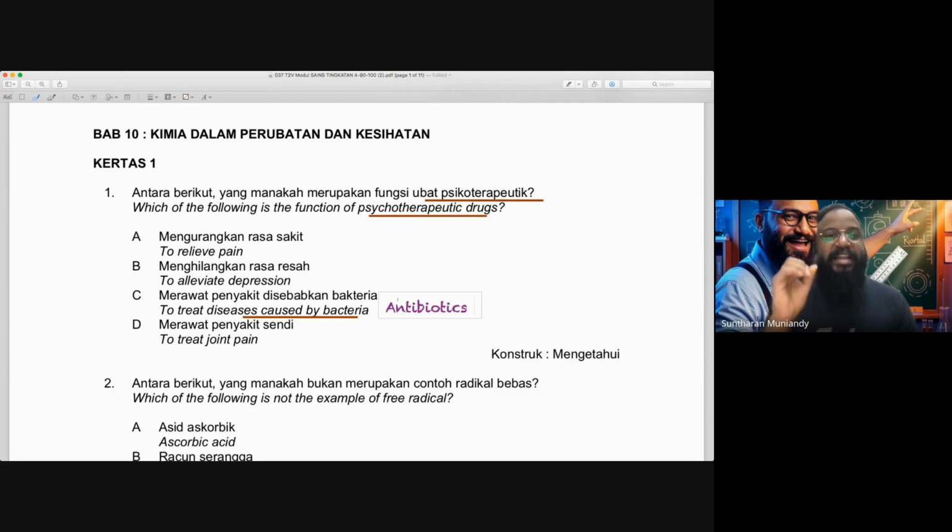Antibiotics, yes, that is caused by bacteria. You treat that with antibiotics. Now here, psychotherapeutic drug, it is to alleviate depression. Number one is B. Got it? Okay, let's look at number two.